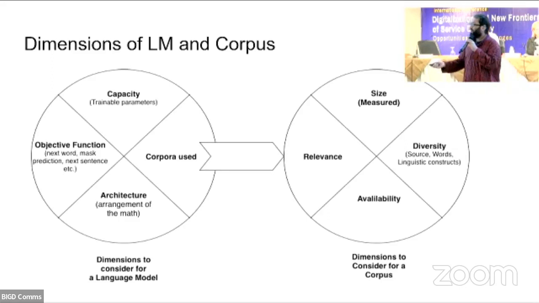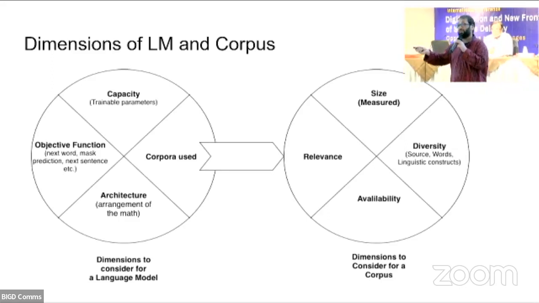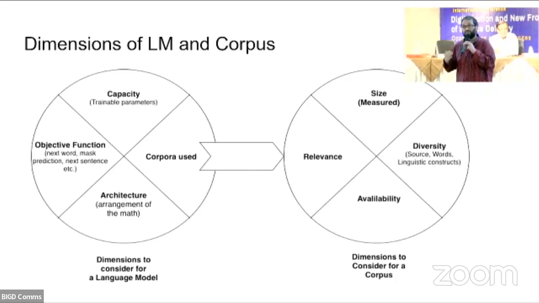Right? Once I have the corpus, then the language model comes in. So any language model can be trained on any corpus, but the language model itself is distinguishable by its capacity, the corpus or the corpora that you are using, the architecture you have, and the objective function. Now, these are technical things, but these are mostly understood.